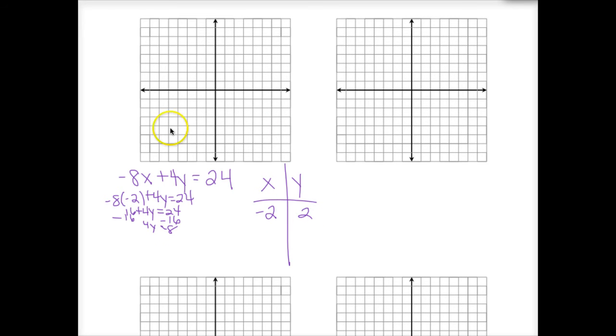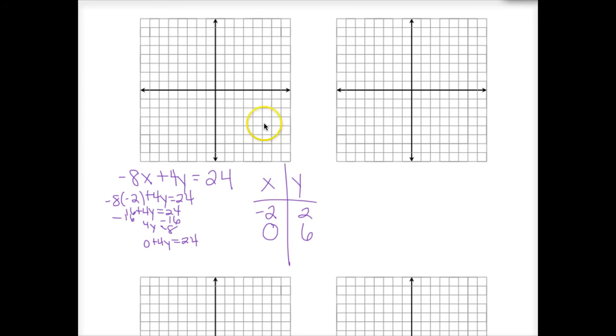Then, if I follow that old adage that Algebra 1 teachers usually give you, and I pick 0 next, remember that plugging in 0 for x is the same thing as finding the y-intercept here. So if I plug in 0 for x, I get negative 8 times 0, which is 0. So I get 0 plus 4y equals 24. Divide both sides by 4, and I get y is 6.